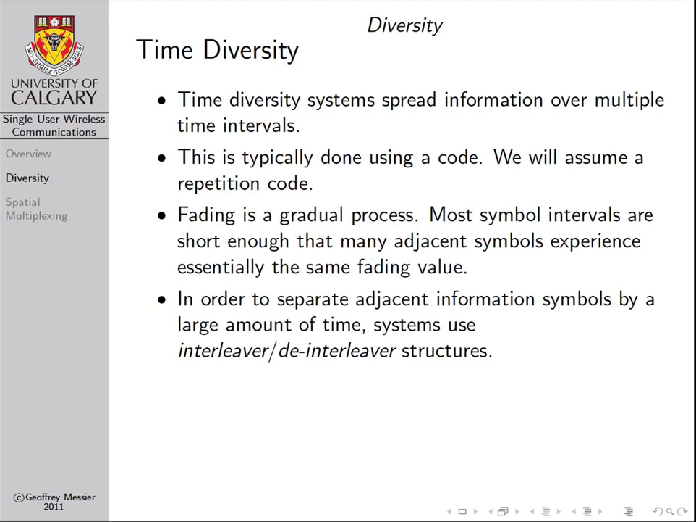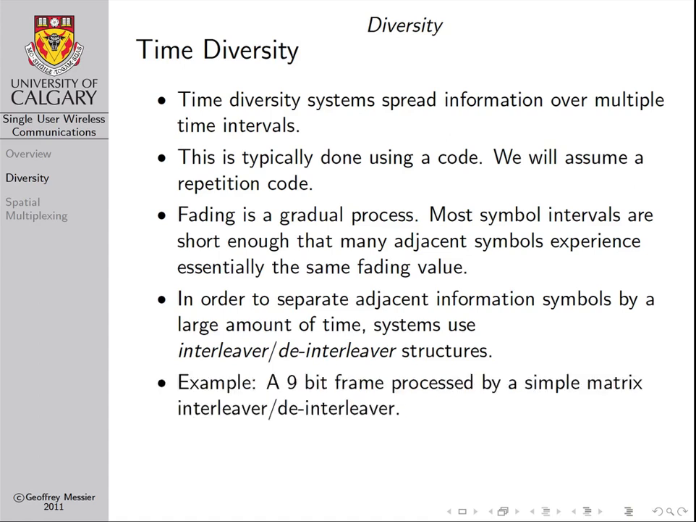We can get around this problem using something called interleaving and deinterleaving, which is a clever technique to take adjacent symbols in a repetition code and spread them out over very long intervals such that they effectively experience different fading values.